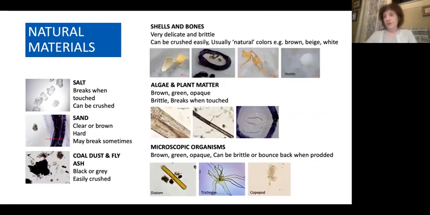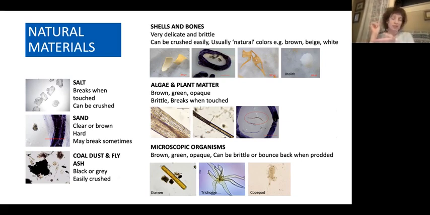So what about natural materials? It's really easy when you're searching through the gut contents of a fish and you're trying to figure out what's microplastic and what isn't, to mistake things that are not plastic for plastic particles or polymers. Salt and things like sand are sometimes pretty easy to differentiate because salt will break and can be crushed. It's going to dissolve in water. Sand is usually clear and brown and really hard. So you can tell something is a plastic sometimes if you tap it and it gives a little bit. It's almost a little bit spongy.